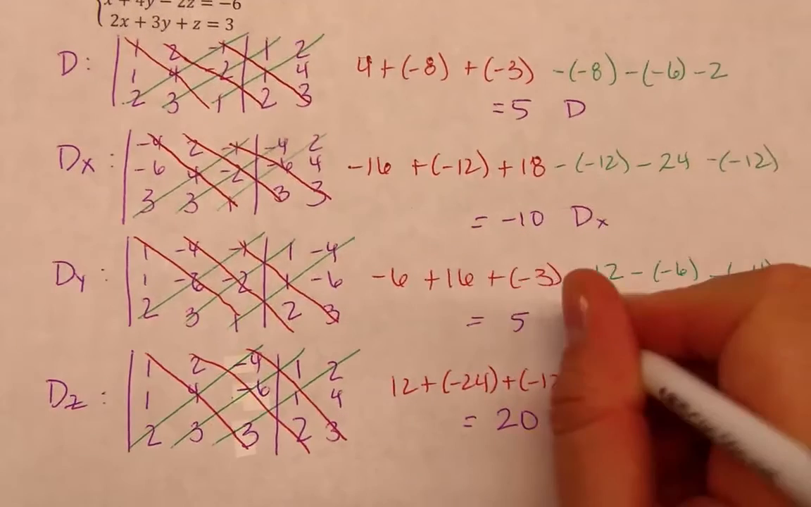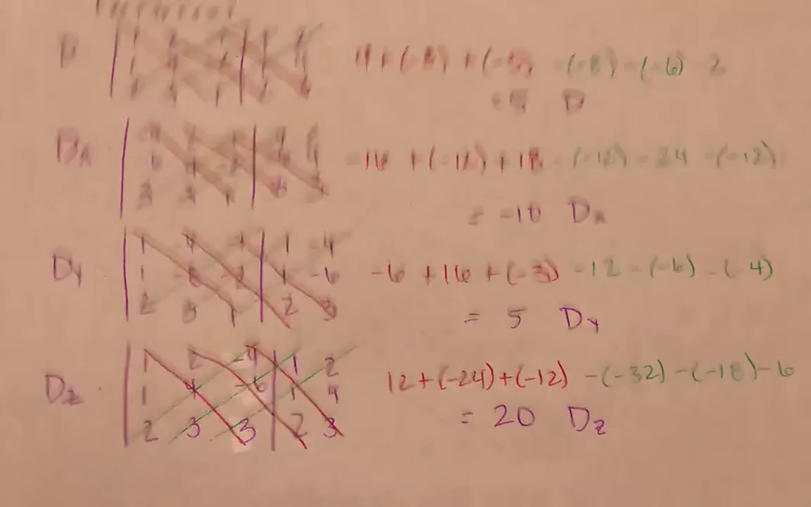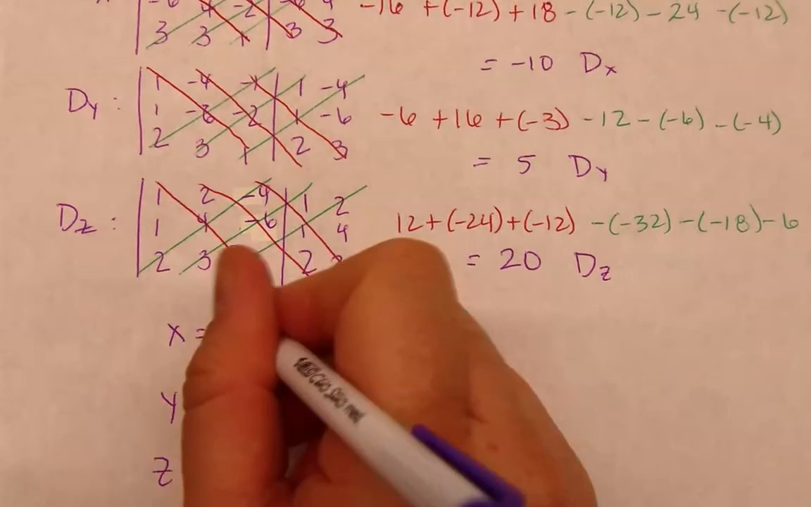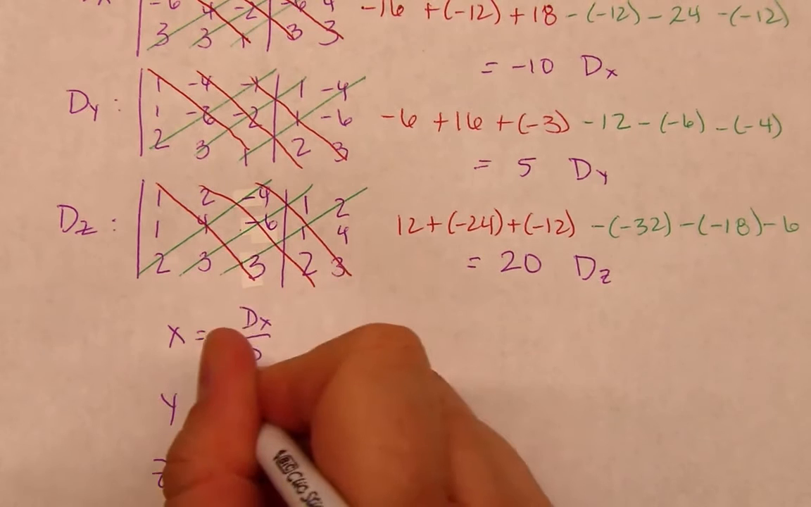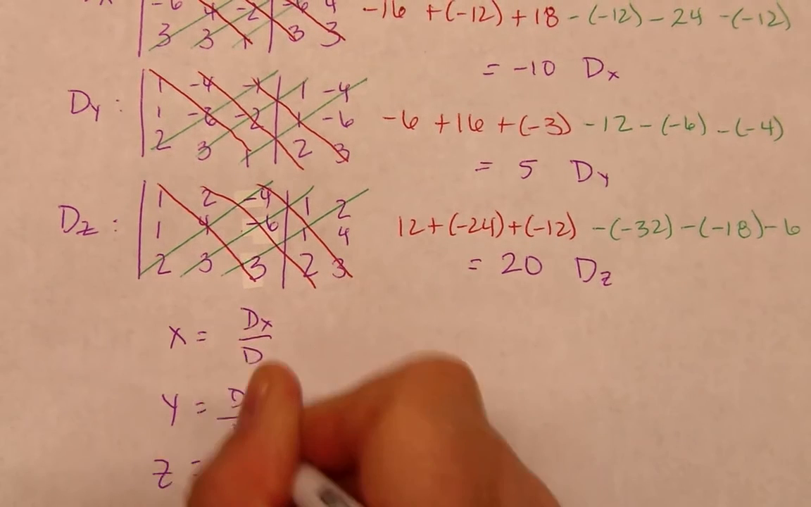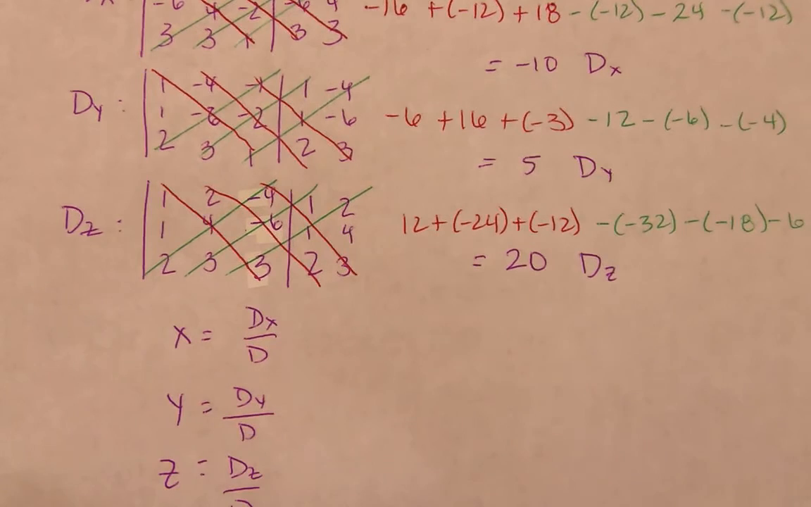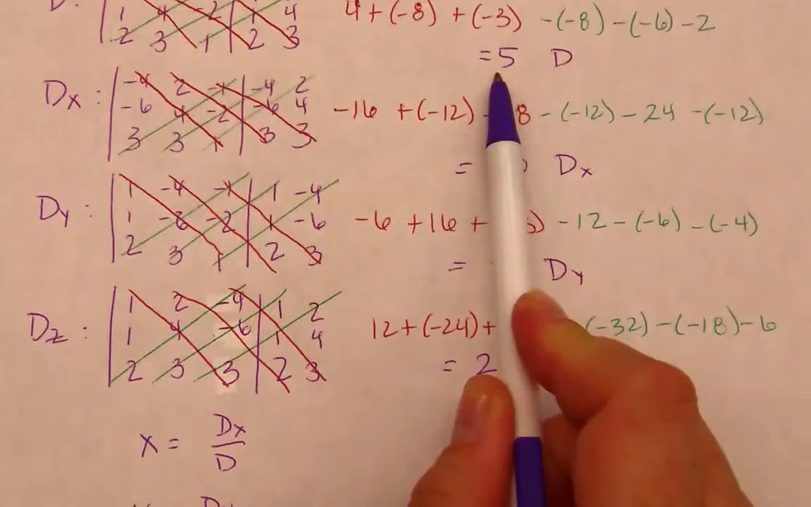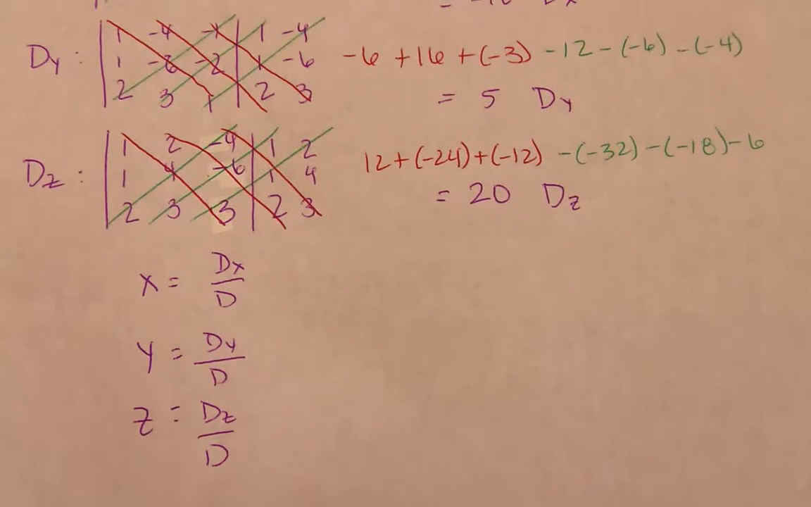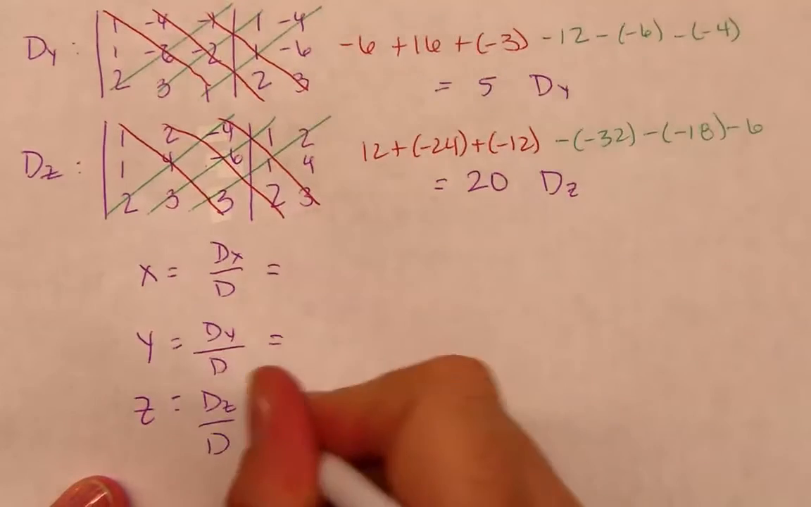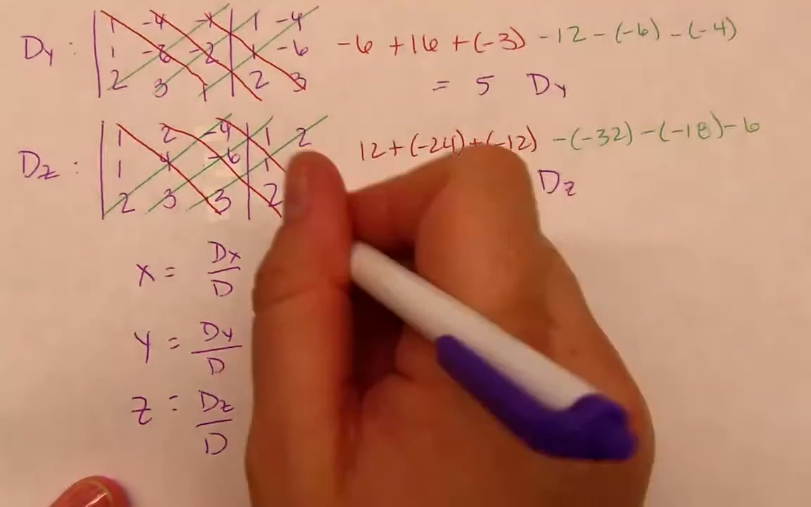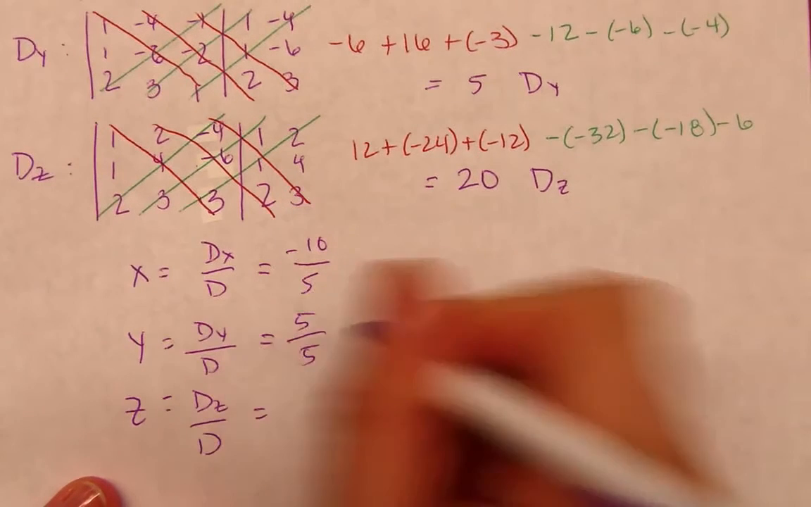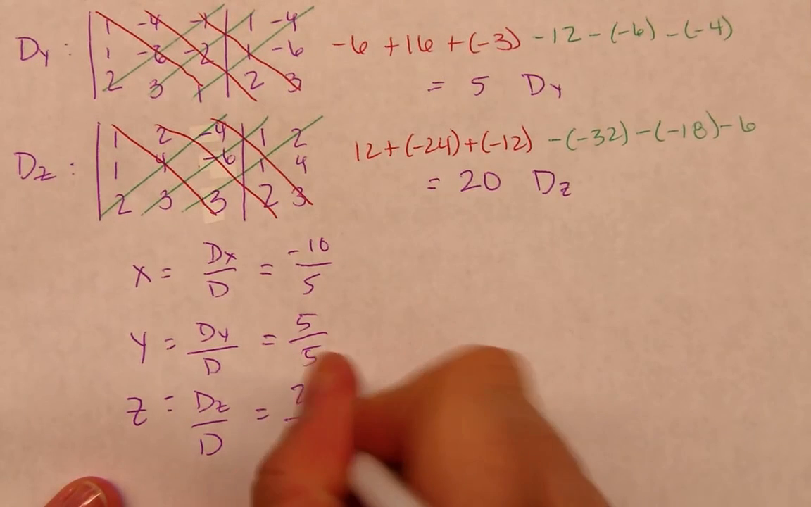This is my dx, this is my dy, and this is my dz. And x, y, z is going to be dx over d, dy over d, and dz over d. And again, if this d was a 0, then that would indicate either inconsistent or a dependent system. So let's go ahead and simplify these. And for dx, we have -10 over 5. For dy, we have 5 over 5, and dz, 20 over 5.